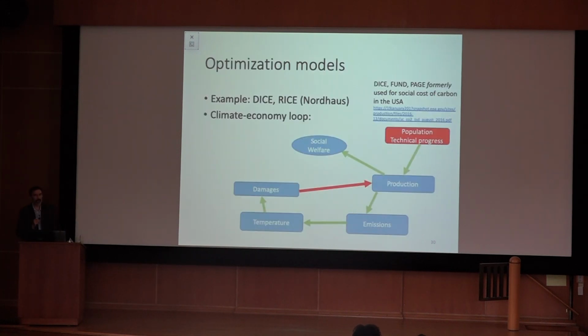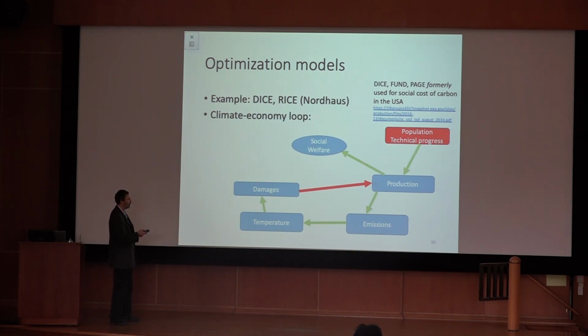Okay, now let me say a bit more about the optimization models, partly because that's what at Princeton we've been working on in my group, and so I can be a bit more informed about what's going on there and give you some examples. So how does that kind of model work? It essentially has 2 modules. It has an economy module and a climate module, and there is a loop between them.